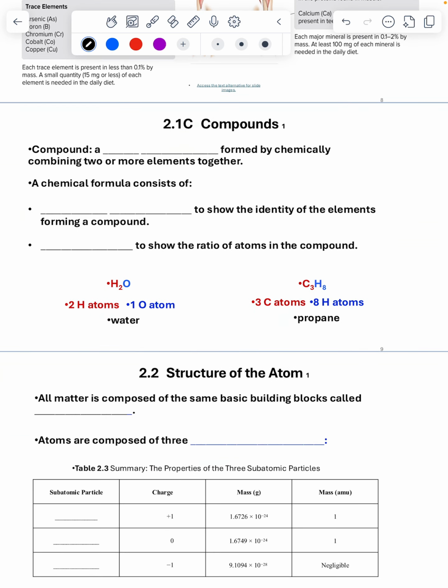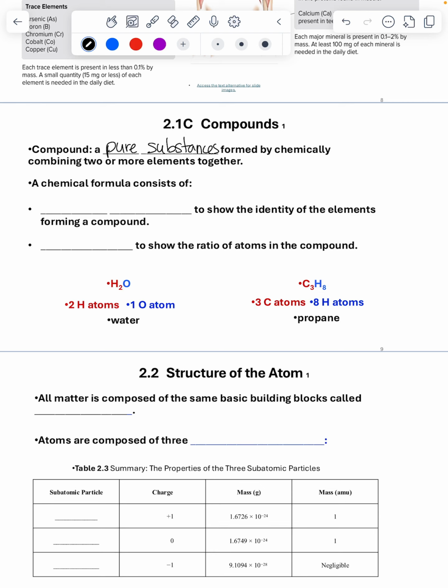All right, let's move on to something called compounds. So we've studied compounds before. We know that compounds are also pure substances. They're formed by chemically combining two or more elements together.